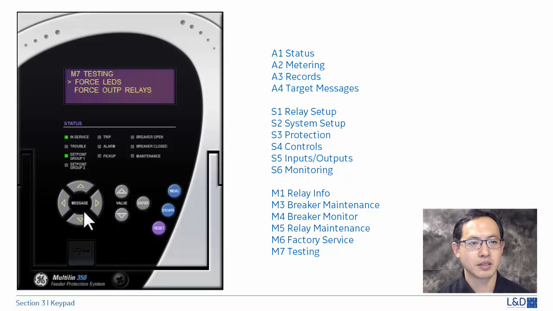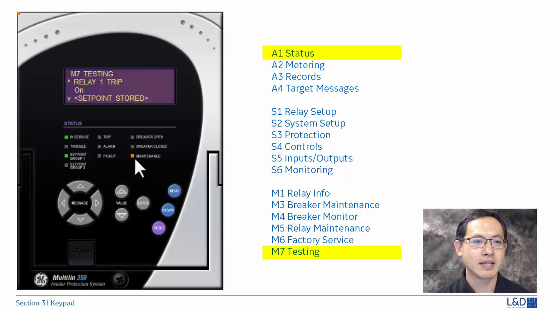So now we can press the arrow key down to the force relay, press enter, and first we see this function is disabled. We use the value key to change this to enable, and click enter to save it. And next, we're going to enable the relay 1 trip from off to on by using the value key. And then press enter. Now the relay 1 is turned on. We can see the front panel maintenance LED turned to orange color.